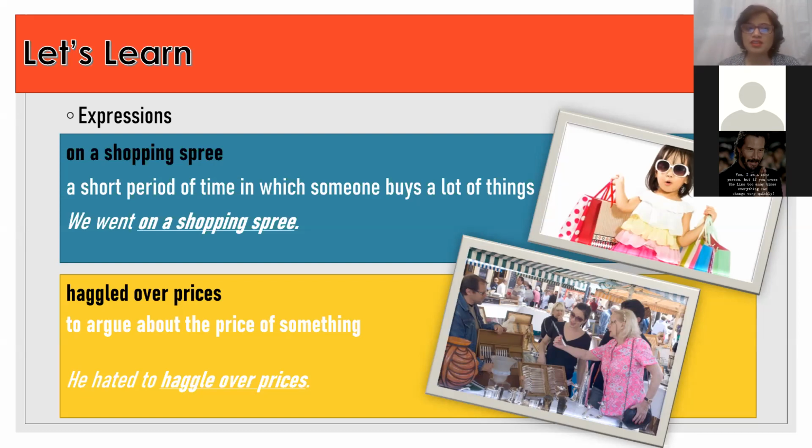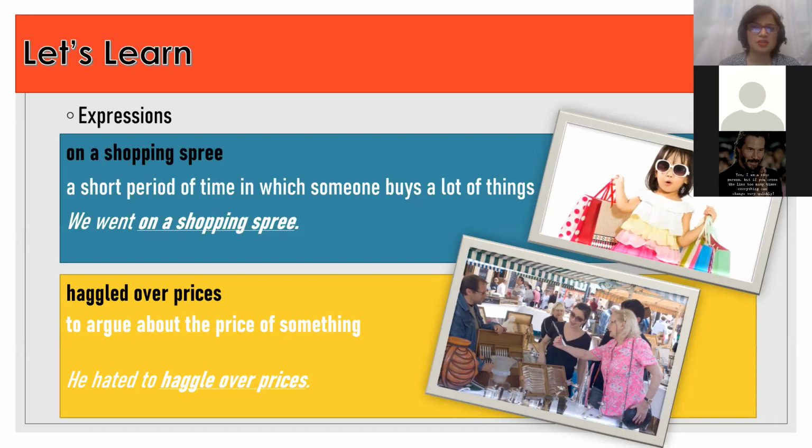So the next expression is haggled over prices. And can you picture it? There is a picture. Can you figure out what exactly it is? She's asking something about price. Do you think she's satisfied with the price? No, she's not satisfied. It seems to be cutlery, crockery things, because I can see the spoons and other things, and she's not satisfied.